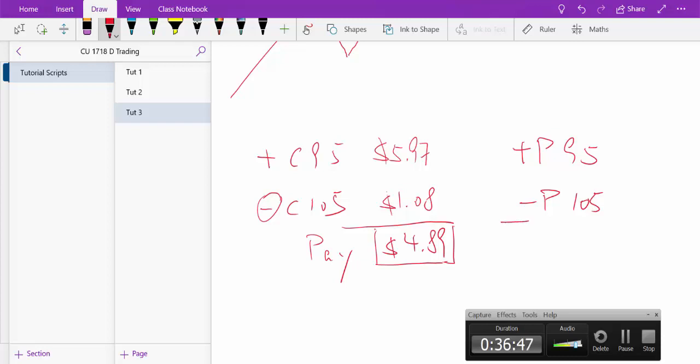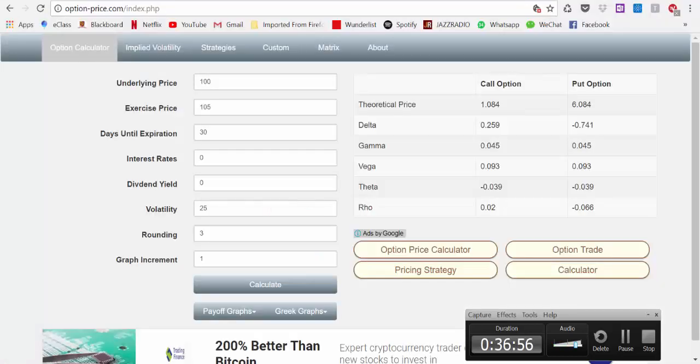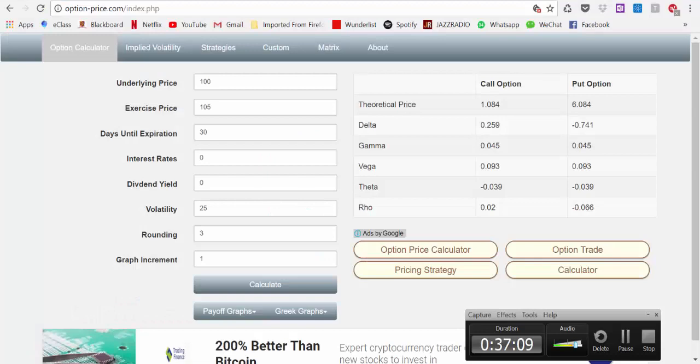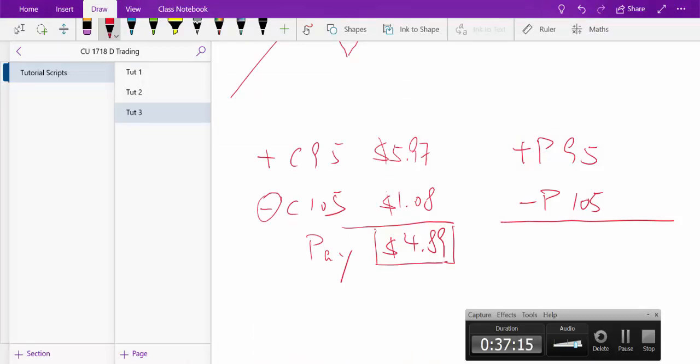Now, what about this one? If you were to price a 95 put, well, in fact, the other one I can just read it off. So you want to sell a 105 put, okay? You want to sell a 105 put. And in fact, the price is right there. It's $6.08. So when you sell that, someone is actually going to pay you for this. So you will receive some money.